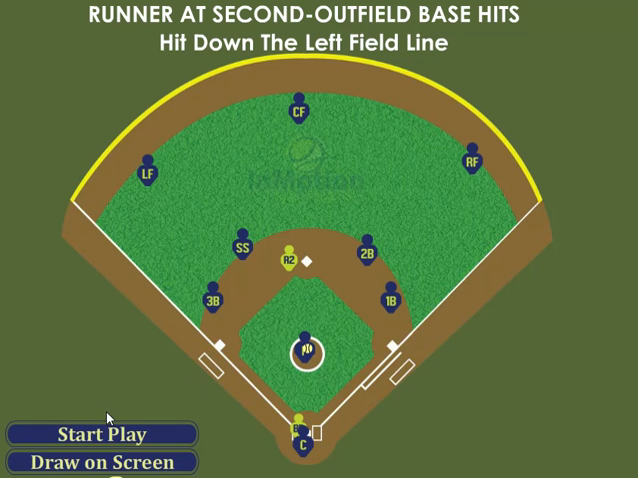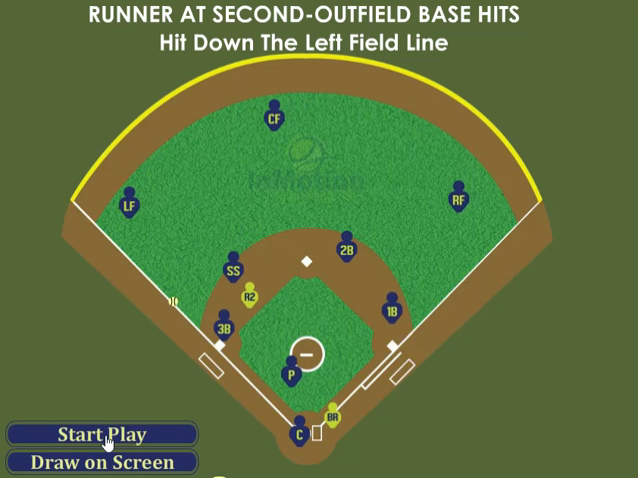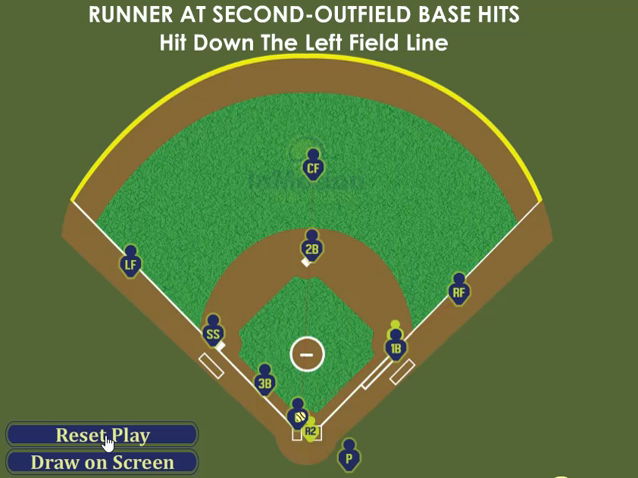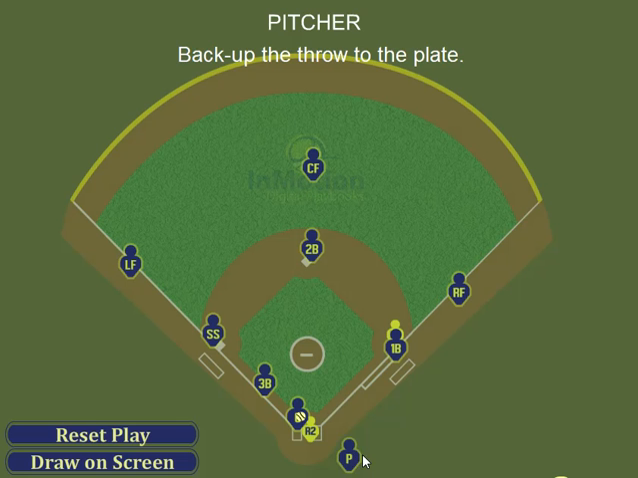So with a ball hit down the left field line, we watch the responsibilities and watch the movement of all the players. Look at every single player here is moving. Our pitcher is backing up the play at home. Our catcher is on the play at home. Catcher is also acting as the final person in where the ball is coming, so they'll be directing the cutoff.